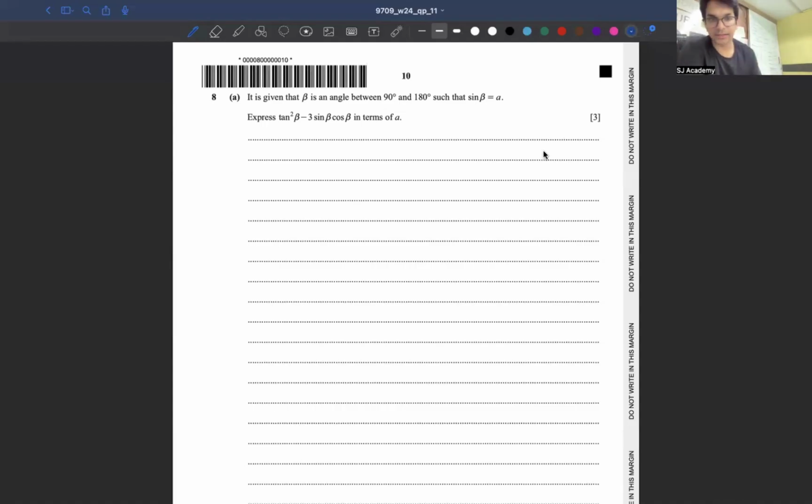In question 8, it says that beta is an angle between 90 and 180, such that sine beta equals A. We have to express tan squared beta minus 3 sine beta cos beta in terms of A. In the first step, we first place the angle beta between 90 and 180, which is the second quadrant. So let's say this angle is beta. As sine beta is A, we know that sine is opposite over hypotenuse, so that will become A upon 1. Applying Pythagoras theorem, this length will become square root of 1 minus A squared.